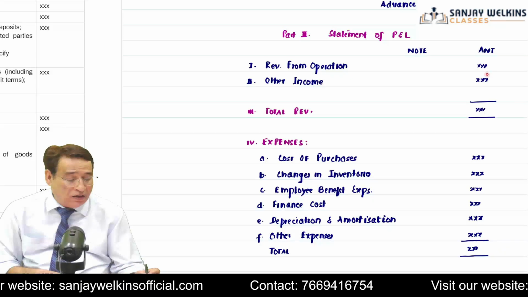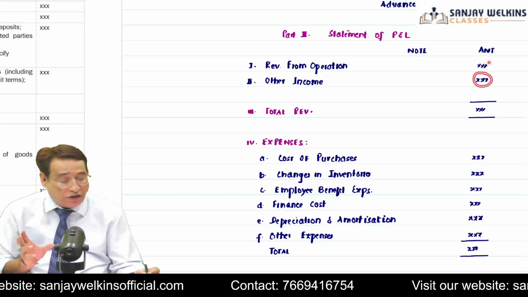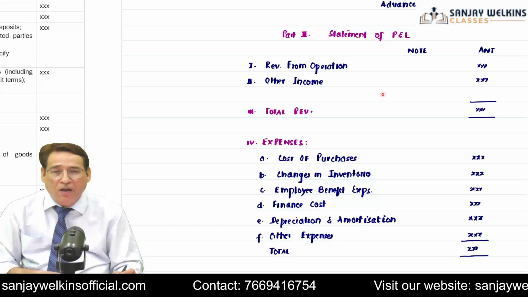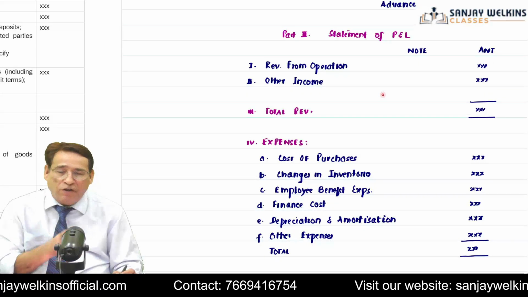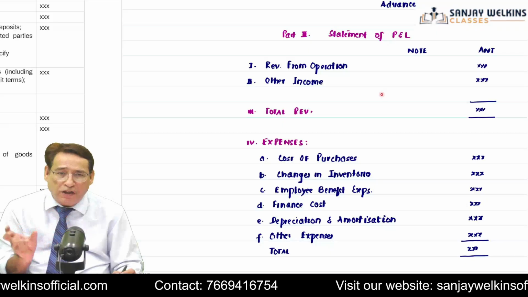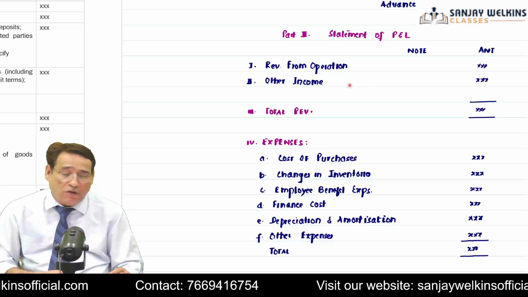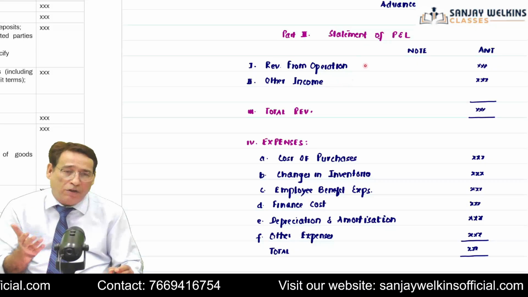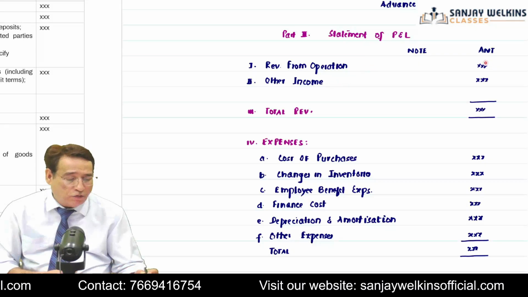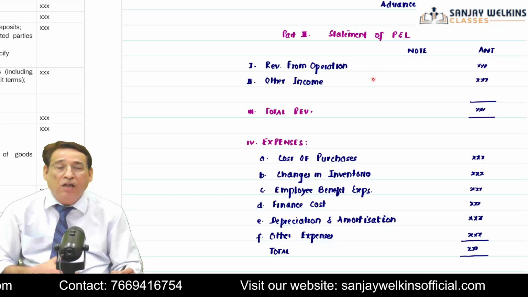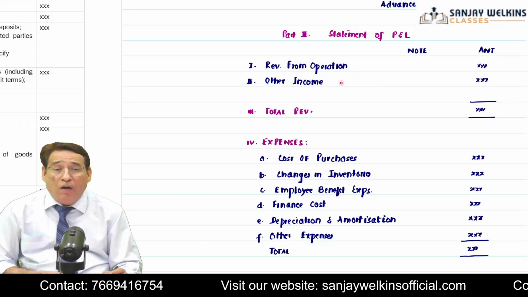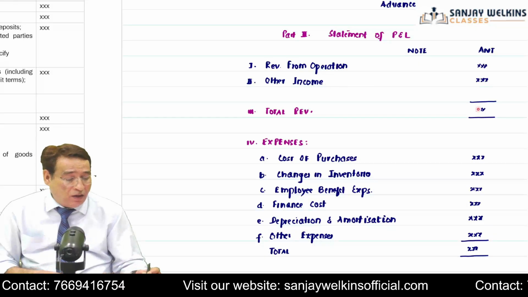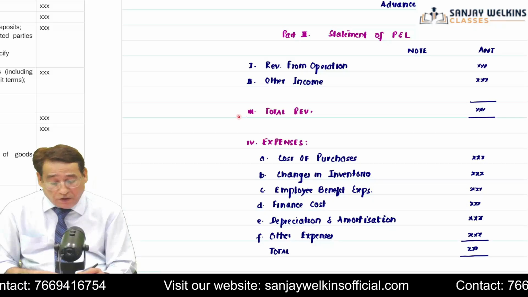Other income. Other income is such income which an entity derives not due to sale of product or rendering of services. Correct? For example, rent received, discount received, commission received, dividend received. All these are examples of other income. So they are from non-operating activities. Whatever income we get from operating activities will fall under revenue from operation, while any other income from any other source will fall under other income. Then I will add it, and we will get what we call total revenue.